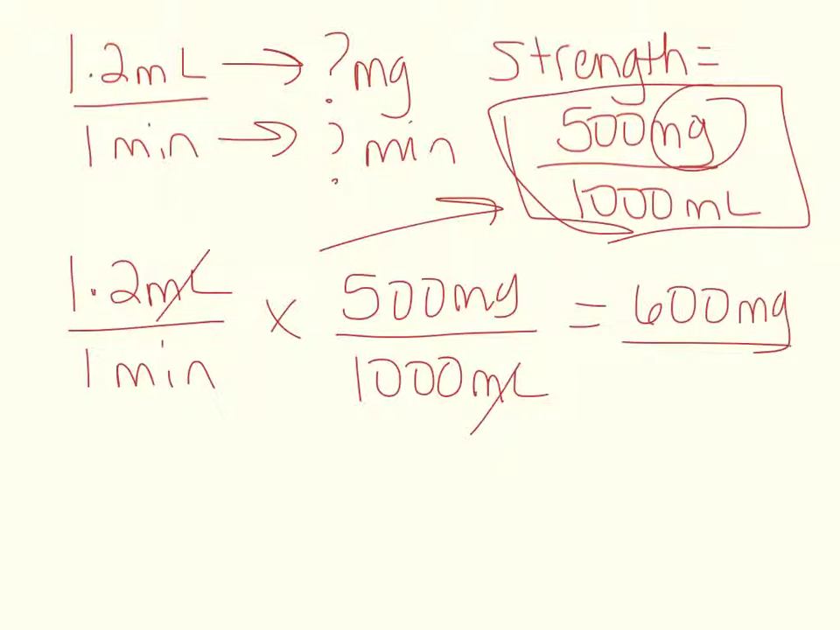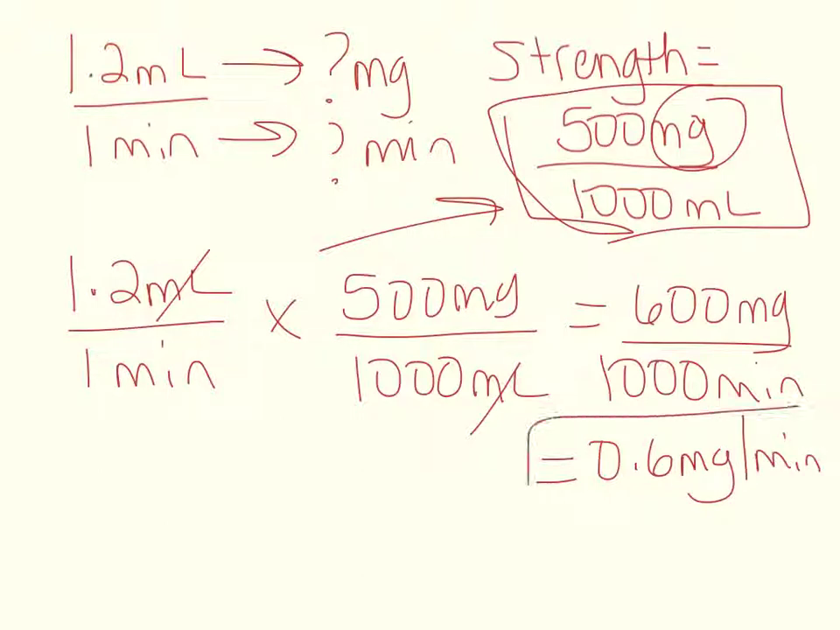And then 1 minute multiplied by 1,000 would give you 1,000 minutes. But the question isn't wanting it in 1,000 minutes. It wants to know milligrams per 1 minute. So we're going to divide that down. 600 divided by 1,000 gives you 0.6 milligrams per minute, and that is answering part A, which is back to our dosage unit.